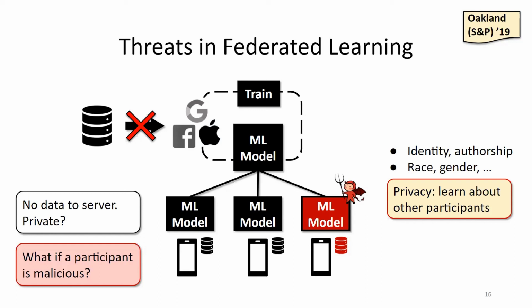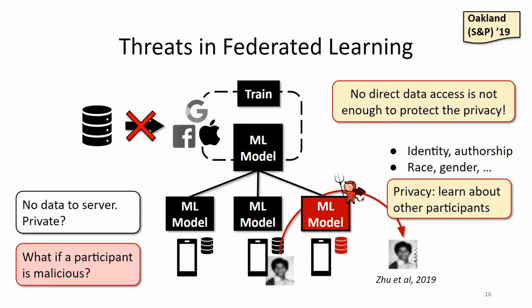And in other work, they also show that it is possible to reconstruct somebody else's data from this aggregation. And what this threat really means is that having no direct data access is not enough to protect privacy. Even though you're not sharing the data directly, you're still sharing some computation based on your data. And from that computation, an adversary can still learn information about you. And that was the threats at training time.